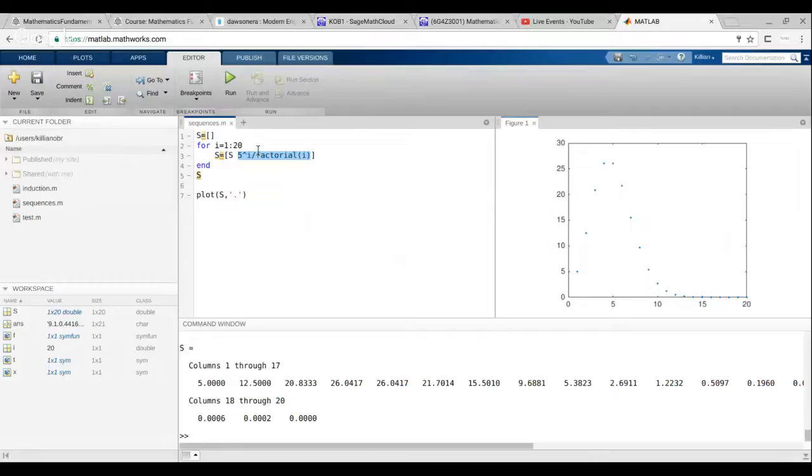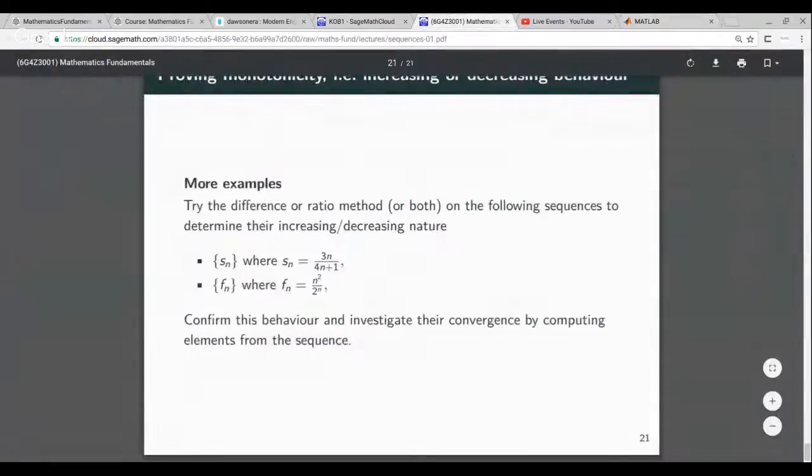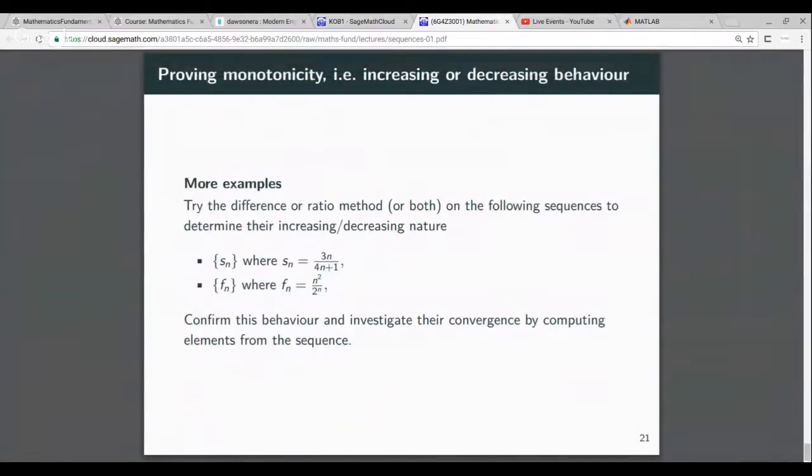Okay. Soon enough, hopefully, you'll be meeting the people in the linear algebra and programming skills who will be taking you through programming in MATLAB. Okay. So let's go have a look at another example.